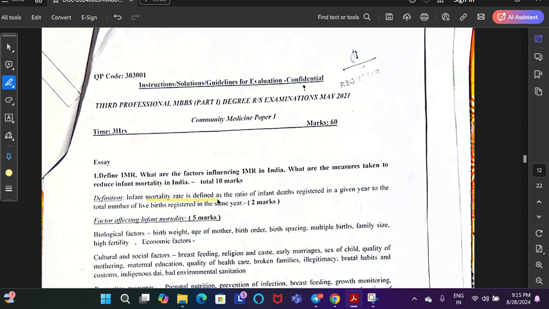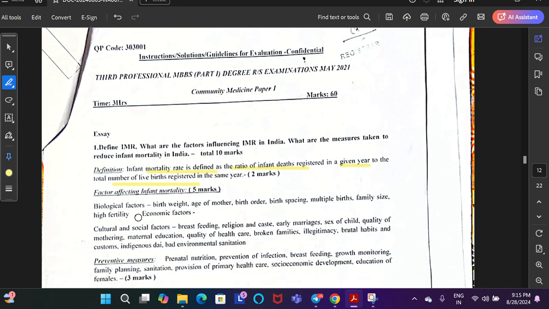The definition: infant mortality rate is defined as the ratio of infant deaths registered in a given year to the total number of live births registered in the same year. So the infant deaths registered in a given year to the live births registered in the same year.